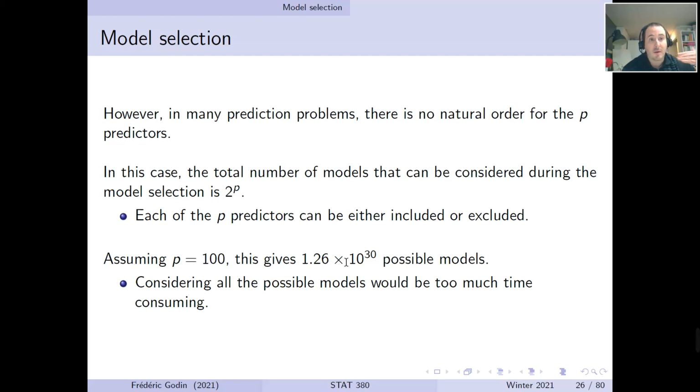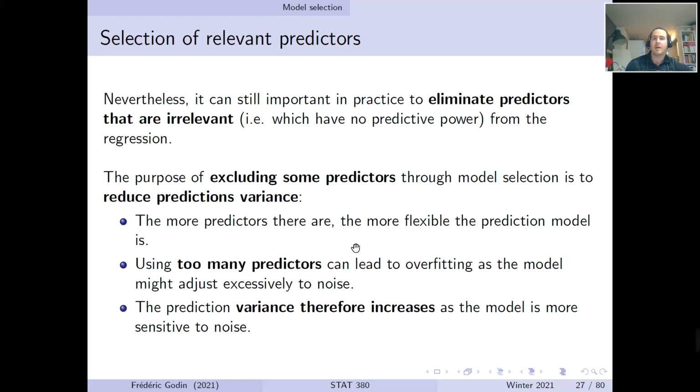So you need to find a suitable way to determine what are the predictors that should be retained in my model, and testing all possible combinations, if you have too many possible choices, so too many predictors, it's infeasible. So how to do that in a more reasonable time frame that is feasible in practice? So this is what we're gonna study next. But before, let's just repeat the rationale why we want to do that.